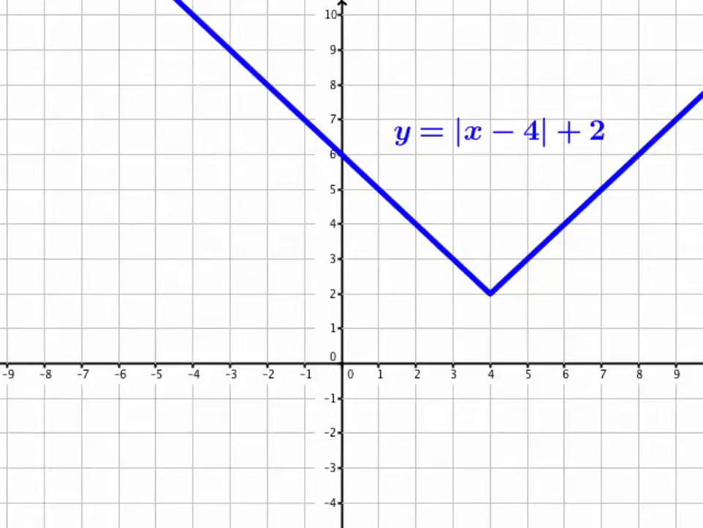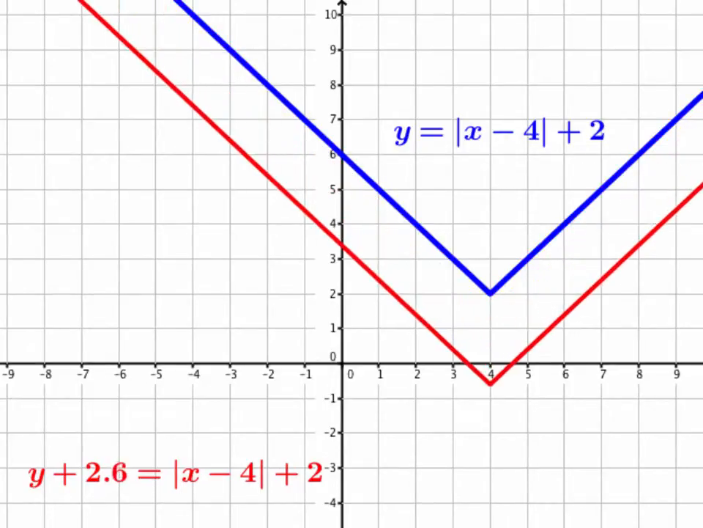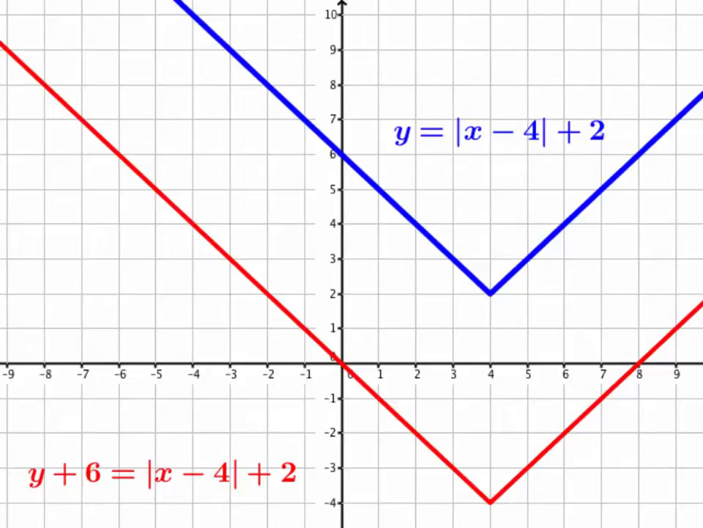All right, here's another example. Here in blue we've got the graph of y equals the absolute value of x minus 4 plus 2. But now if we want to graph y plus 6 equals the absolute value of x minus 4 plus 2, replacing the y with the y plus 6, not surprisingly, will have the effect of shifting our graph down exactly 6 units.